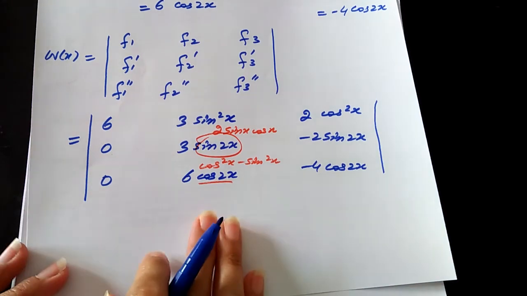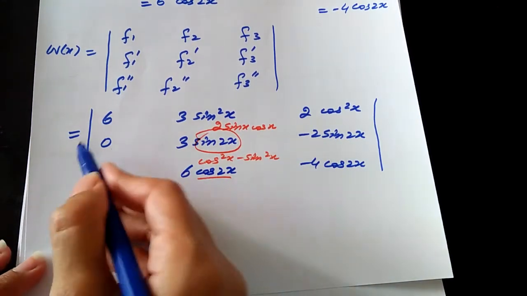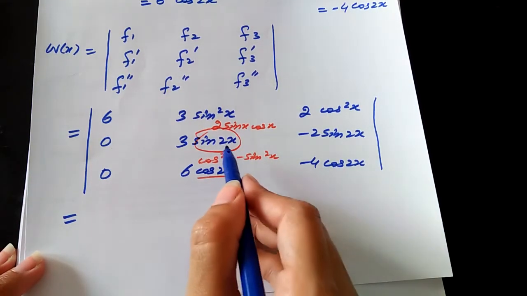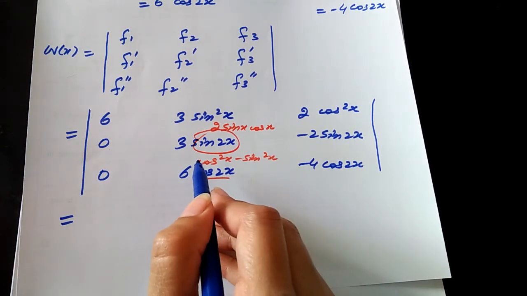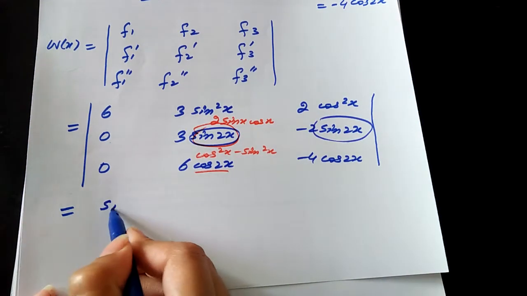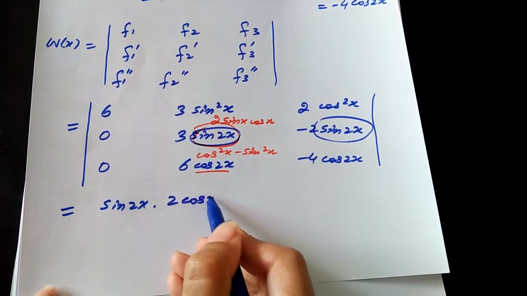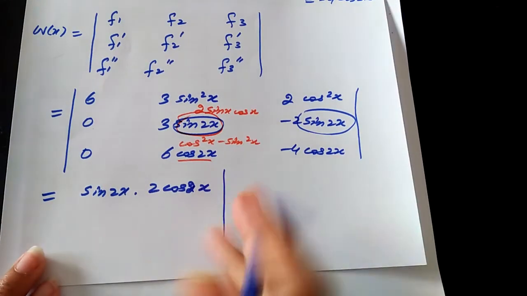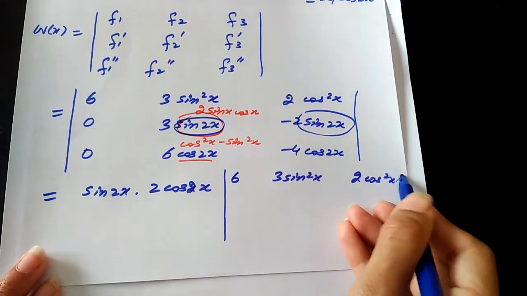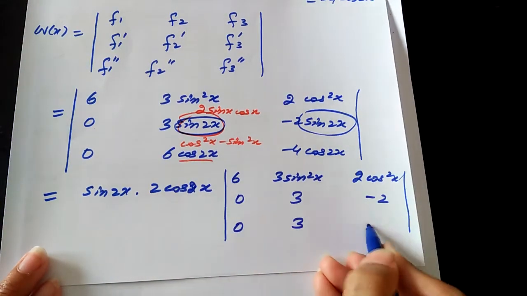This is a property of a determinant. You can take common factors from any of the rows and from any of the columns as well. So I am taking some common terms from the rows. From the second row, I am taking sine 2x as common, and from the third row, 2 cos 2x. What I will be left with inside is 6, 3 sine square of x, 2 cos square of x, and here I will be left with 0, 3, minus 2, 0, 3, minus 2.